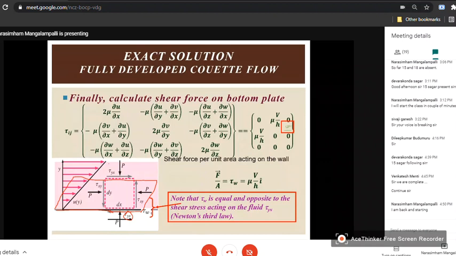And tau yx. And the other is, of course, here it is shown like this, but actually it will be acting in this direction, parallel to the plate. So this is tau y. Sorry. Yes, tau.